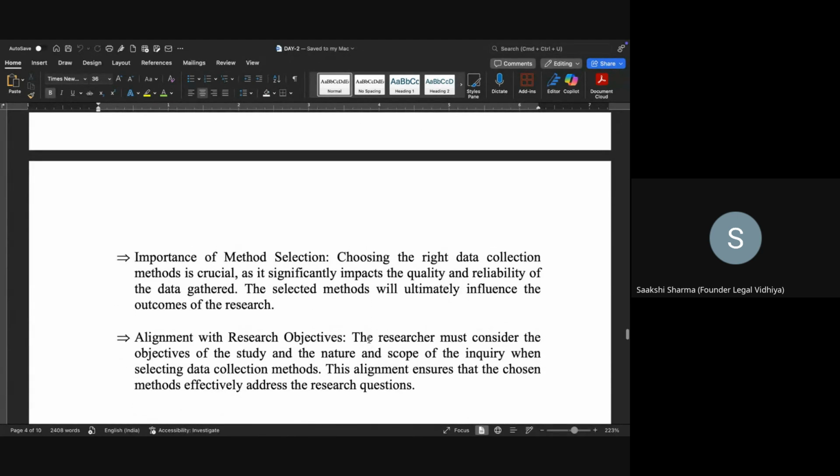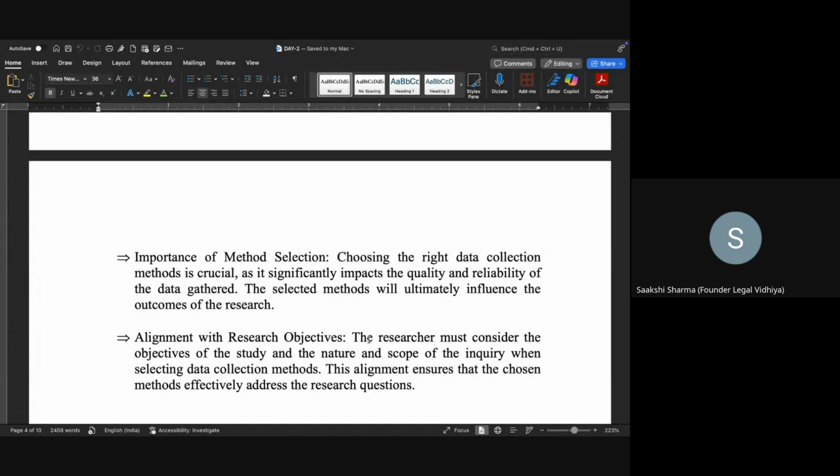The first is the importance of selection, because if you don't choose the right type of process to collect your data, then it can significantly impact the quality and reliability of your research as well. So always brainstorm की अगर मेरी रिसर्च किसी एक पर्टिकुलर टॉपिक पे, फॉर एग्जांपल वी आर टॉकिंग ऑफ रिहैबिलिटेशन ओनली, मुझे किस किस मेथड से डेटा कलेक्ट करना चाहिए.